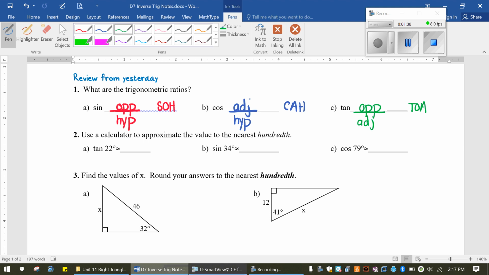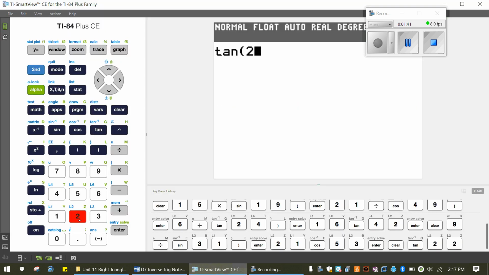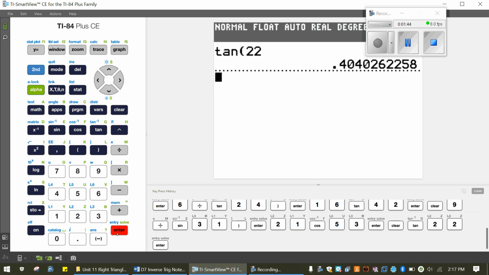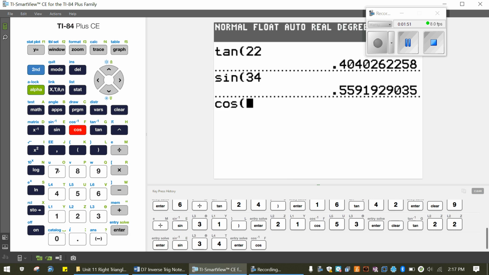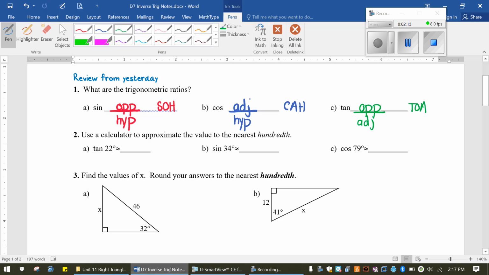Let me bring up my calculator and look at all 3 of those. So tangent of 22 degrees, sine of 34 degrees, and then the cosine of 79 degrees. Okay, so it looks like we've got 0.40, 0.56, and then 0.19. If you are not getting those answers, then we need to check something on your calculator, and you can send me a message and we can talk about that. All right, so we said 0.40, 0.56, and 0.19.